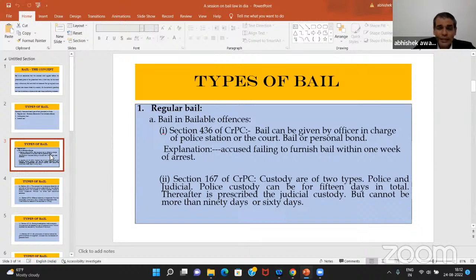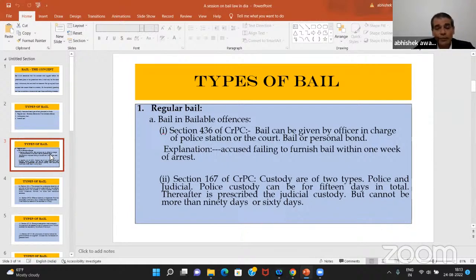The word used in the CRPC is "shall", which means he has the right; as a right he is seeking bail. It is not in the discretion of the court whether to reject or to grant the bail. Here, as a right, he is asking, and the court or the officer in charge of the police station is bound to enlarge him on bail, provided he is ready to give bail. Correct? Now we'll see the bail in bailable offenses.